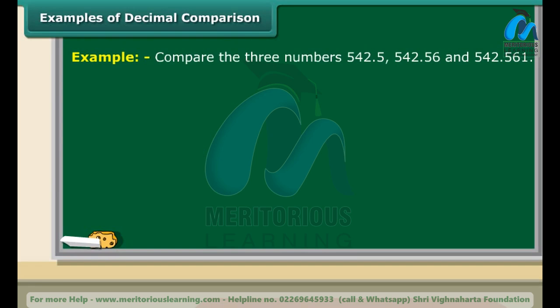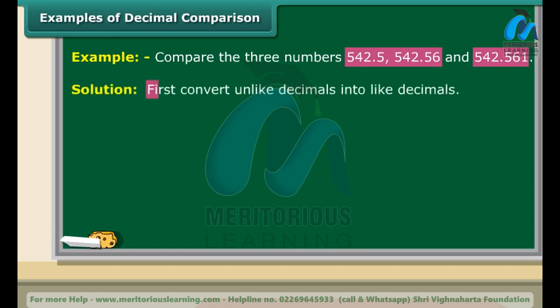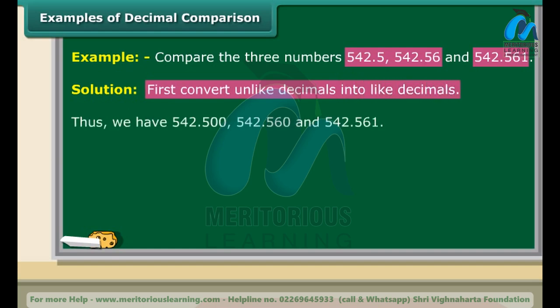Compare the three numbers 542.5, 542.56 and 542.561. All three numbers have same whole number part, but their decimal parts are different. Convert all unlike decimals into like decimals by adding zeros at the end. The numbers now will be 542.500, 542.560 and 542.561. Now concentrate on the decimal part alone.